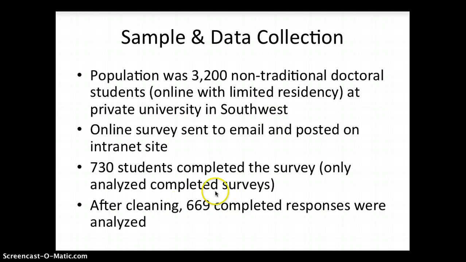This number, 669, that is the actual sample that I had, is big enough to generalize to the 3,200, and there are actually tables for these if you look them up that will tell you how many people do I need to answer my survey, or how much data do I need to collect in order to generalize to a certain population. So I can only generalize to this 3,200, so not to all non-traditional doctoral students, but only to the 3,200 within that program that I was studying.